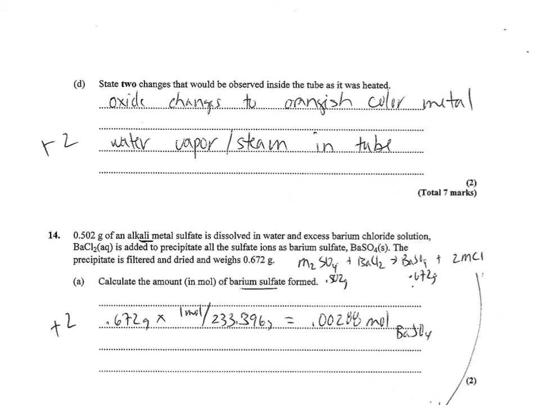Part D wants to know two changes that would be observed. So this has to be something you can see. You would see the oxide change to an orangish color metal, because copper has a very characteristic color. And you should also see water vapor or steam in the tube. Okay, since our product was copper metal and water, those would be the two observations we could make.